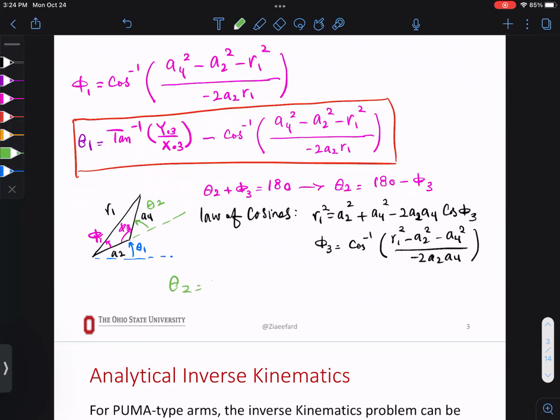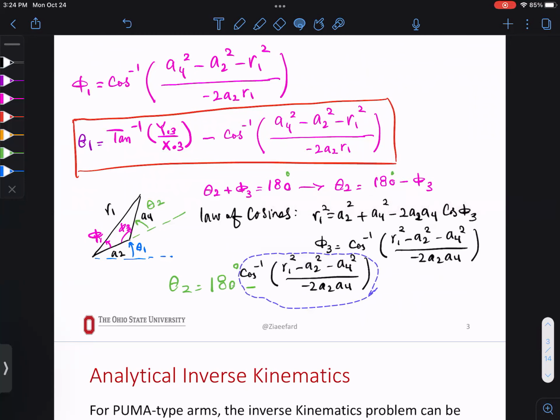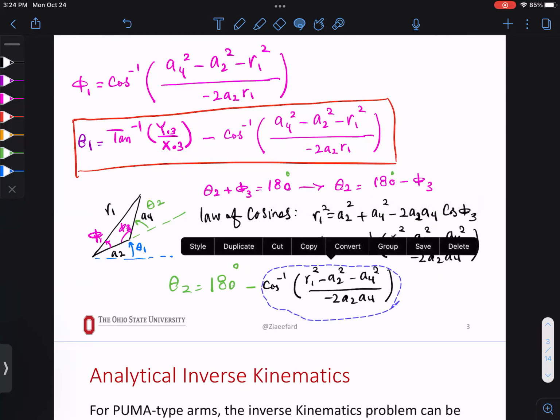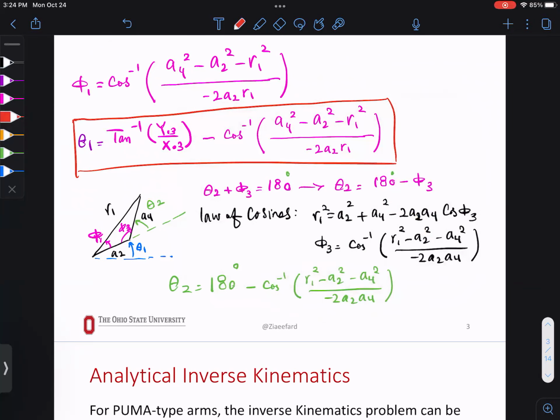Theta 2 is 180 degrees, let's be correct, minus this. Copy, paste. All right, that's the second angle. So I found the inverse kinematic relationship for both of these angles.